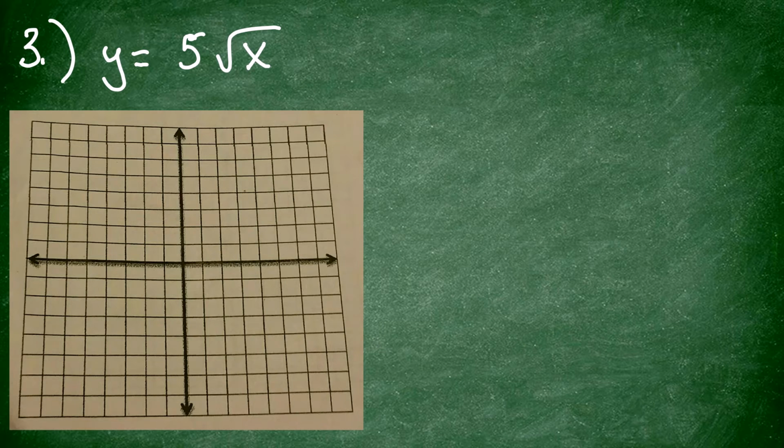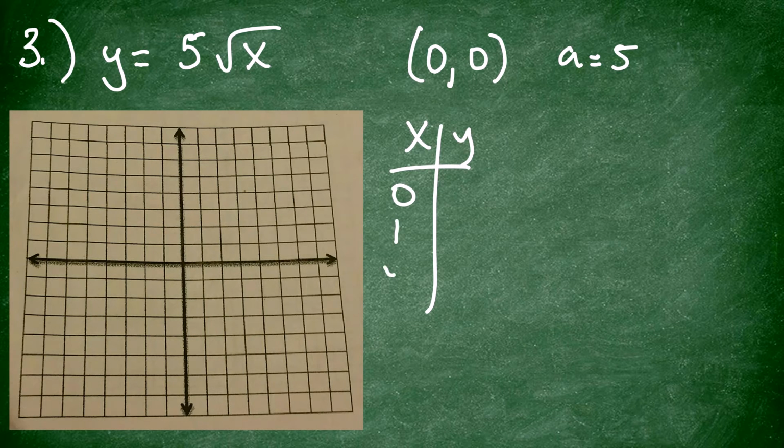All right, so I'm going to pick it up a little bit for this one. H and K is 0, 0. If you didn't know, A is 5. So I make my XY chart: 0, 1, 4, and 9. 0, 0, because that's K. I add A, I get 5. I add A again, I get 10. I add A again, I get 15.